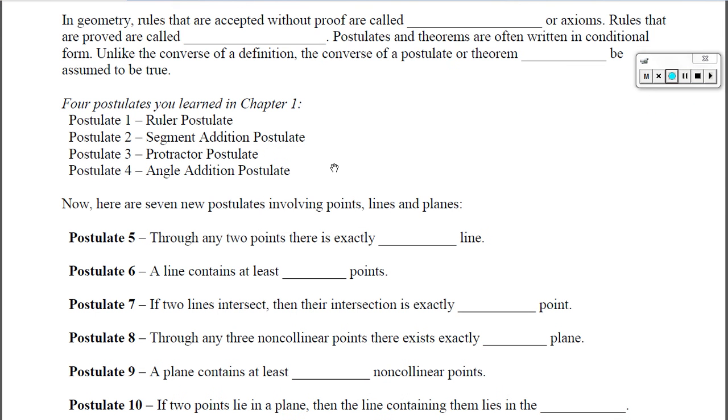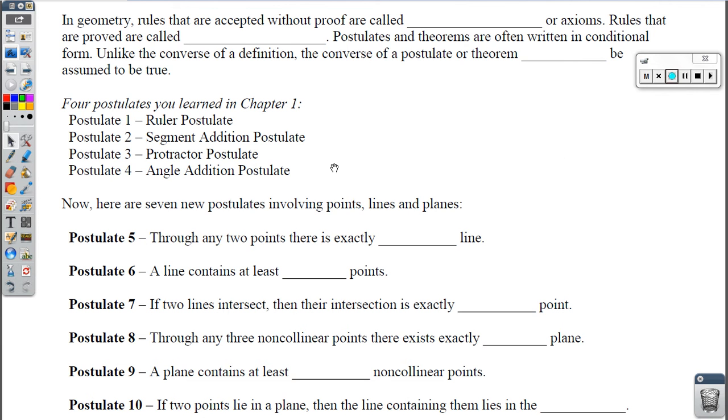In geometry, we have rules that we accept so that we can do geometry. Those rules are called postulates, sometimes called axioms. These postulates or axioms are things that we just accept as being true. We say, all right, we're going to look at this rule and say, yep, that's true, and accept that so that we can do geometry. And we just do geometry based on those rules that we set up.